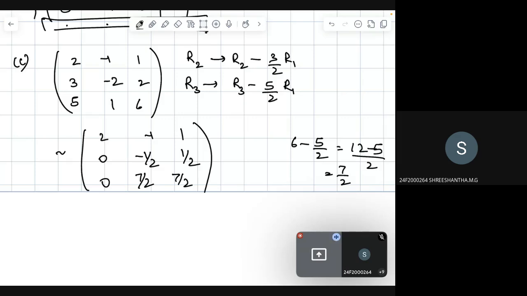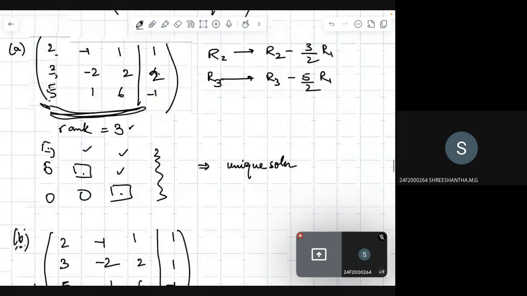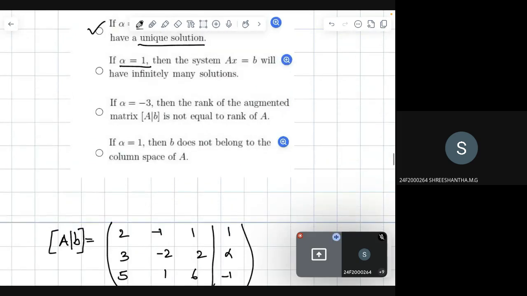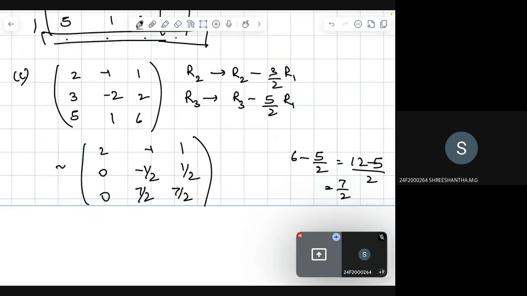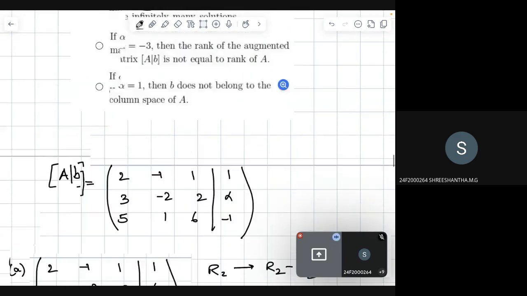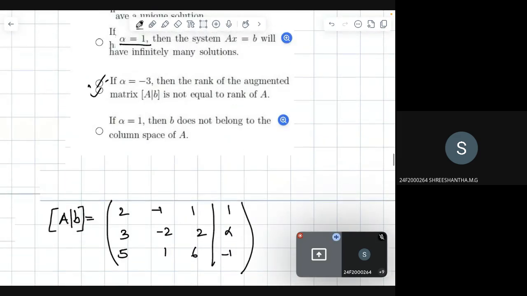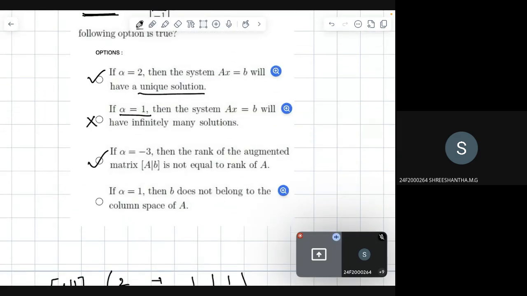So the rank is 2. Sorry, 3. And what is given here? Alpha is equal to minus 3. Rank of the augmented matrix is not equal to the rank of A. So if the rank of A is 3, the rank of the augmented matrix will also come out as 3, right? So this option is correct. This option will come out as wrong, by the way. You can calculate and check.